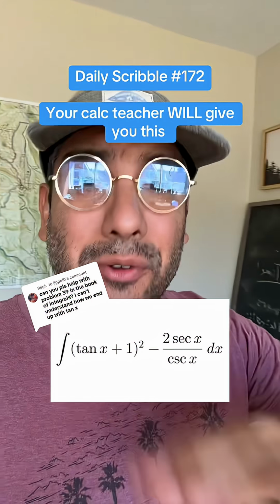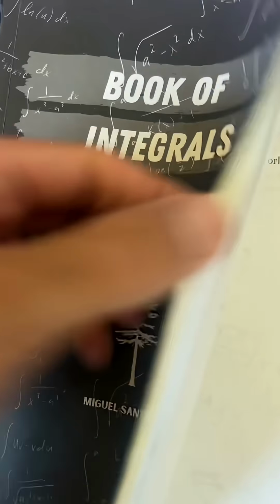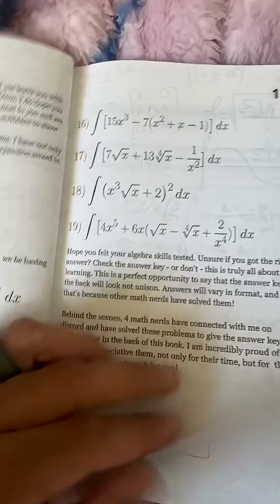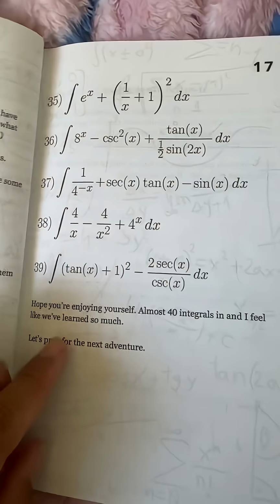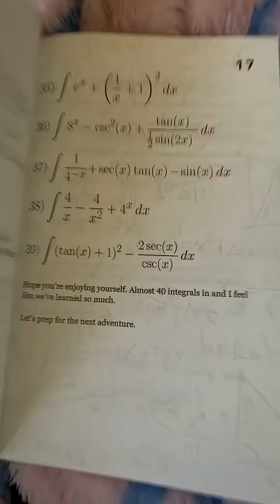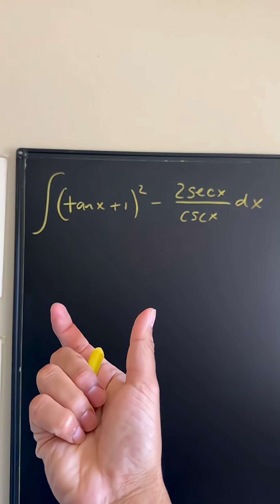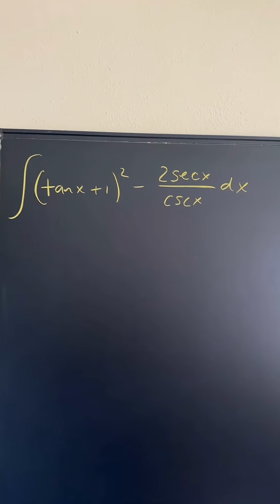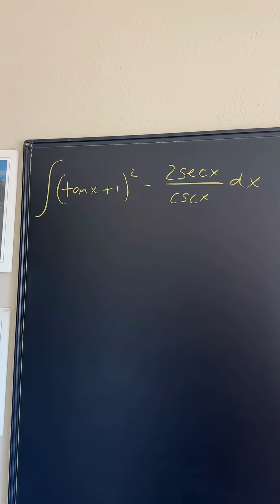This is a particular integral that any calculus teacher can easily give you in a class. Let's see, problem 39. All right, cool. So here is the integral in question. We have the integral of the quantity (tan x + 1) squared minus 2 secant of x over cosecant of x, with respect to x.